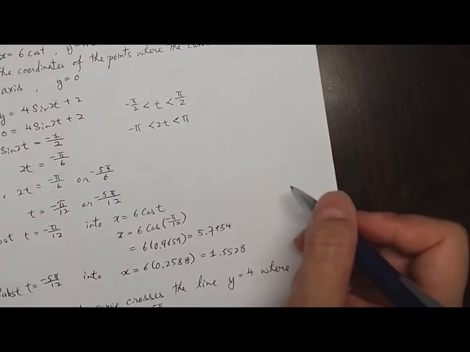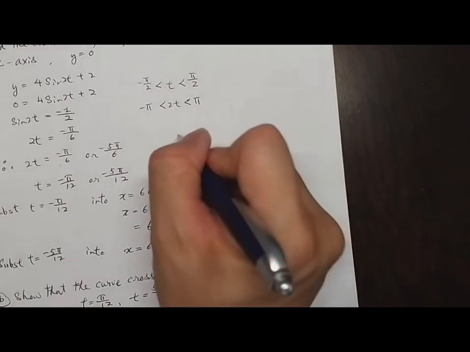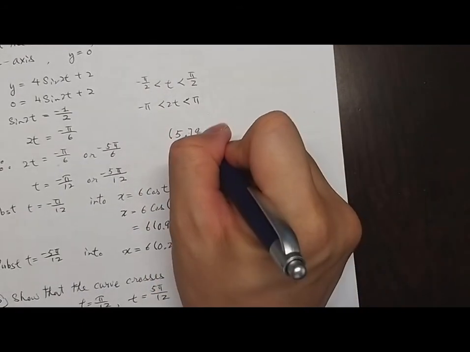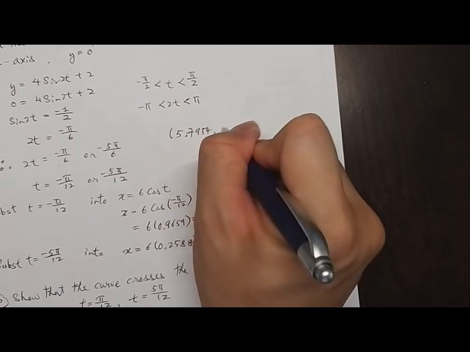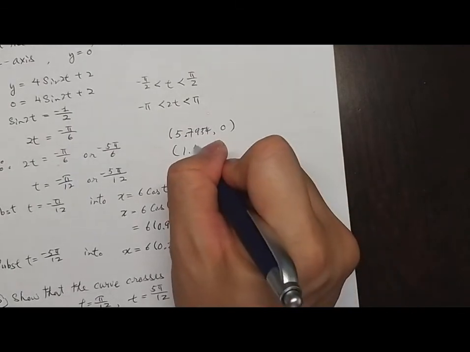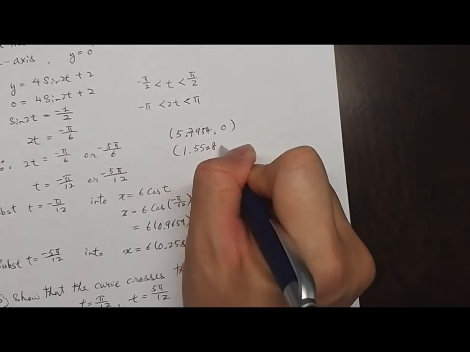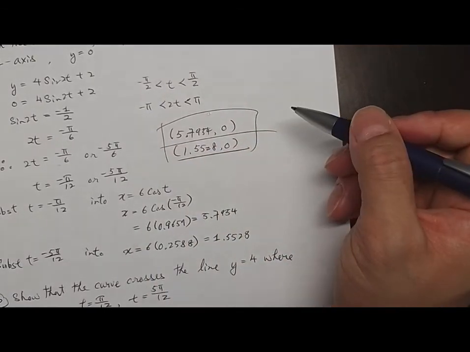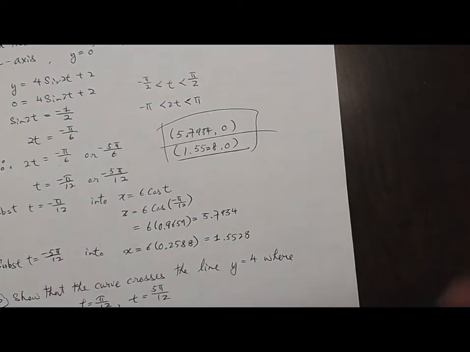One of the intersection points is 5.7954, 0, and the other intercept point is 1.5528, 0. These are the two intercept points of the curve with the x-axis.